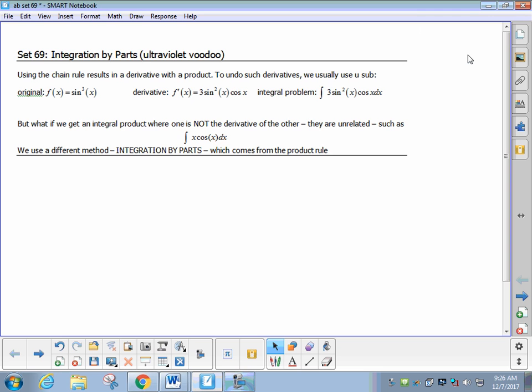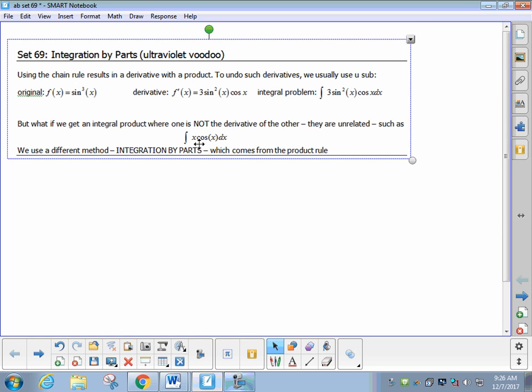So, here we go. The idea of the day is how do you integrate something like this: x cosine of x? It doesn't work with u sub. Why not? Because, well, if it was cosine of x squared and an x dx, would that work with u sub? Yes, because then x is sort of the derivative of x squared, right?